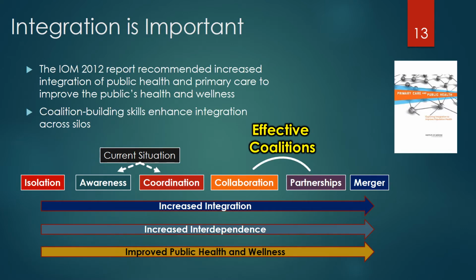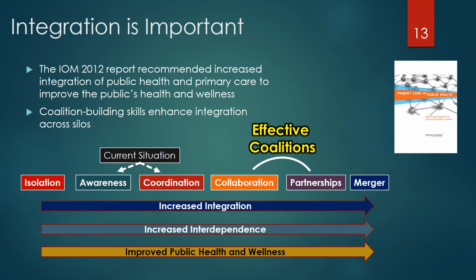One of the most used diagrams from that 2012 IOM report is adapted on this slide. There is a continuum of integration from isolation to merger. In between those poles rest awareness, coordination, collaboration, and partnerships. Isolation means that groups have no idea what others are doing. Awareness means that groups are cognizant of others working in common areas of interest but have no engagement between groups. Coordination, collaboration, and partnerships are defined as increasing levels of working together. Also, as one moves from the left pole of isolation to merger, there's increasing dependence or interdependence of groups on each other.